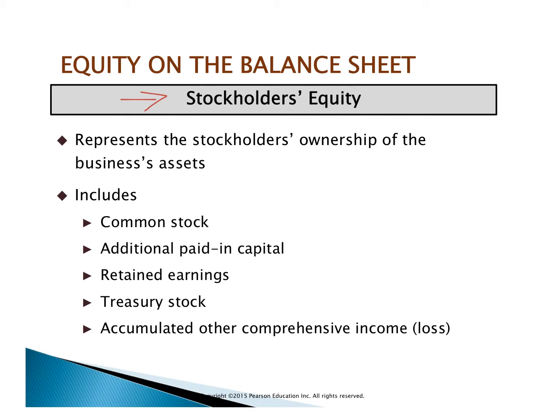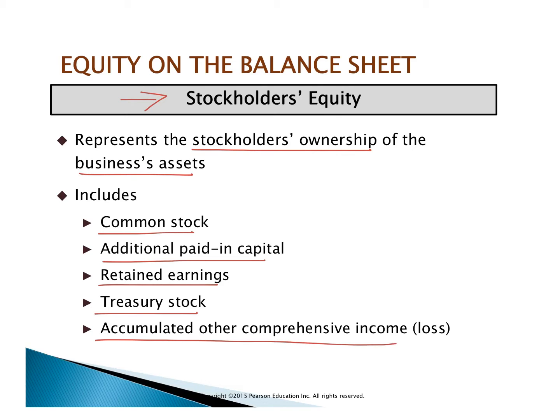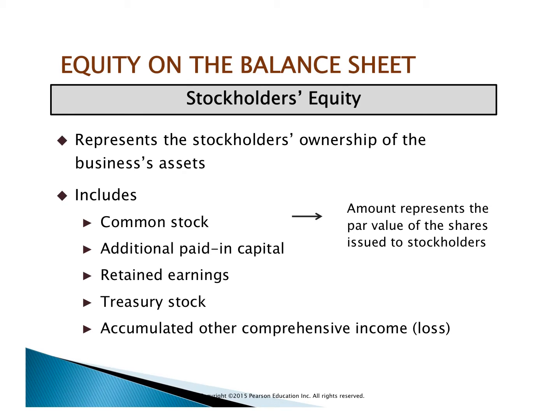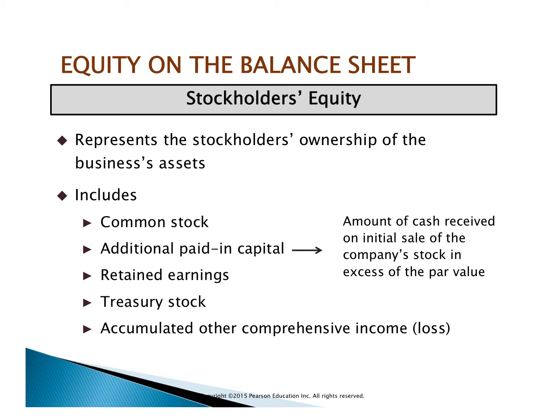Remember that the company's owner's equity represents the stockholders' ownership of the business assets. A corporation's equity consists of common stock, additional paid-in capital, retained earnings, treasury stock, and accumulated other comprehensive income or loss. Common stock is shares issued to stockholders. This amount represents the face amount or par value of the stock. Additional paid-in capital is the amount of cash received on the initial sale of the company's stock in excess of the par value.